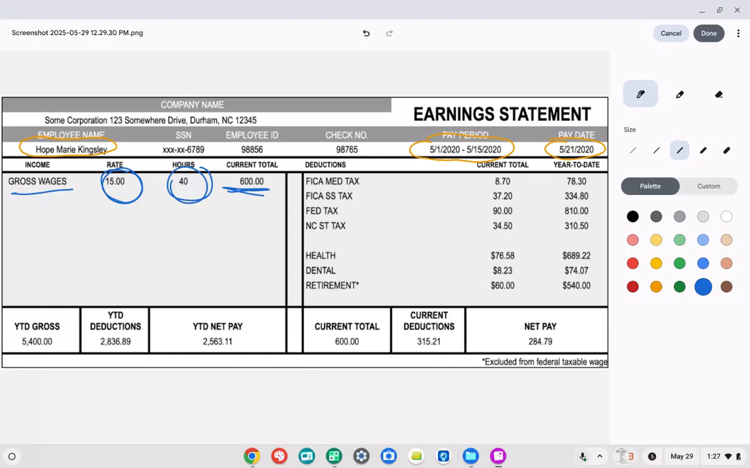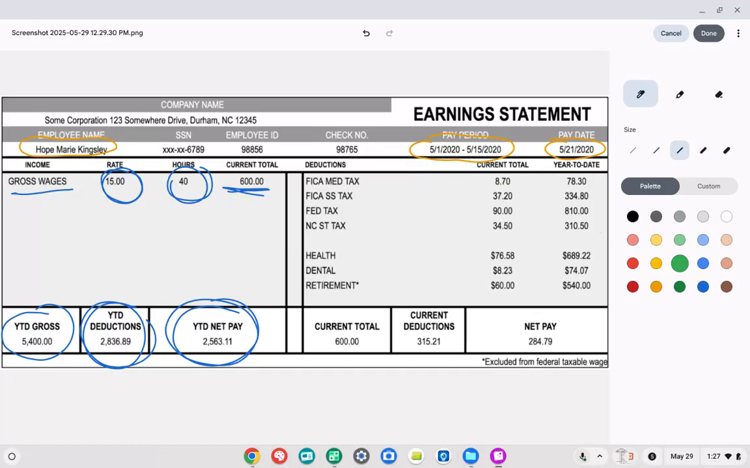And on the bottom here, you can see all the year-to-date calculations. So far this year, her gross income has been $5,400. She also has had $2,836 of deductions, which leaves her net pay at $2,563.11 so far this year, starting from January 1st. Up here we looked at the gross pay, and the net pay is what she receives after deductions. So let's take a look on this side to see how her net pay for this paycheck is calculated.